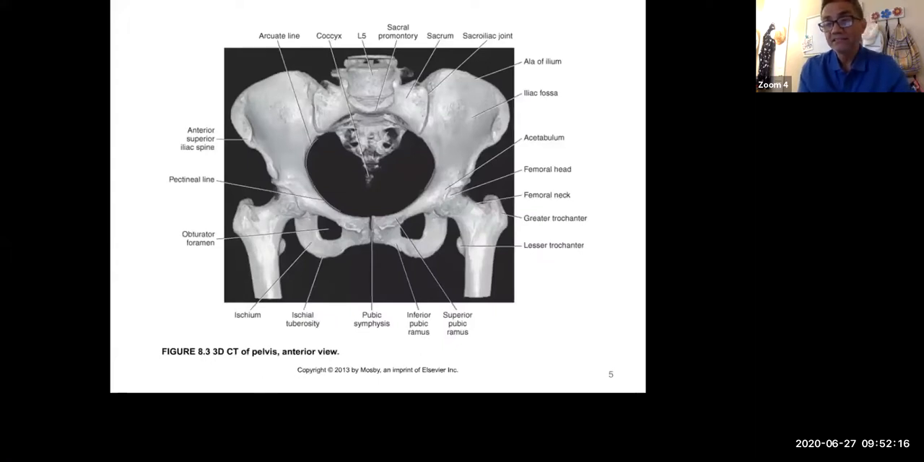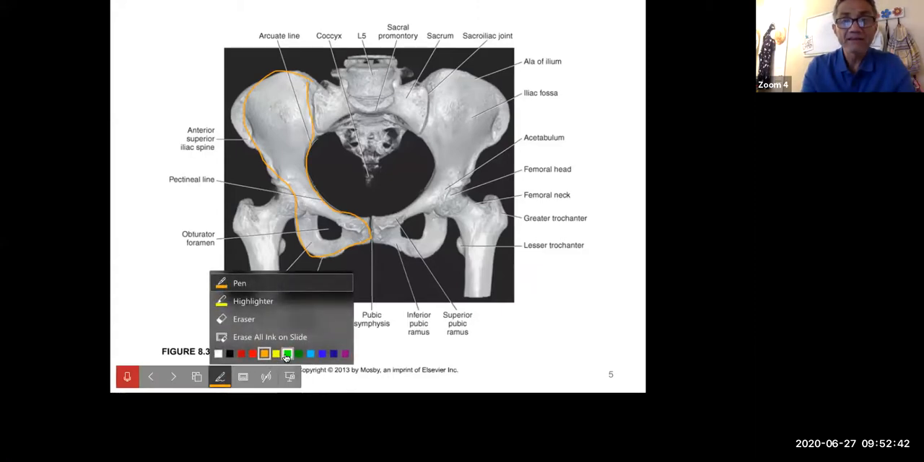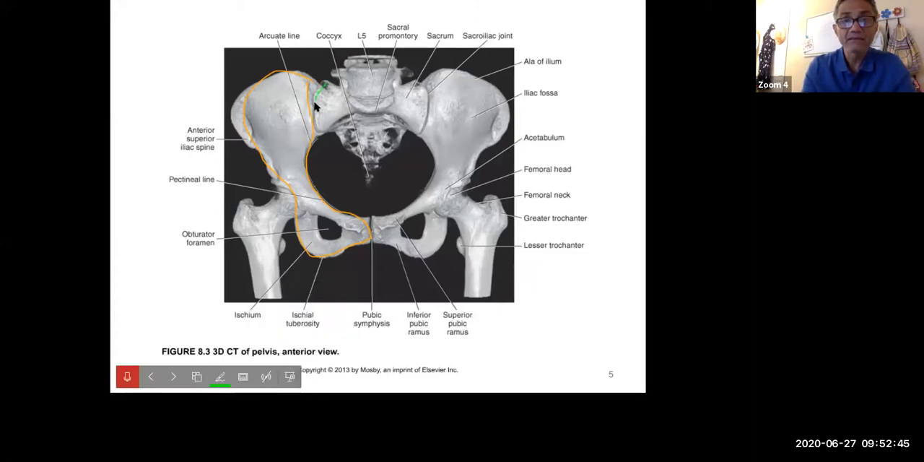A 3D CT scan of the pelvic bone with the same landmarks, the ones we discussed previously. As we said, your pelvis consists of the ilium, the ischium, and the inferior and superior ramus of your pubic bone. You are going to see the articular surface between the iliac and the sacral bones, which we call the sacroiliac joint. So this is your sacrum, and this is your coccygeal bone.